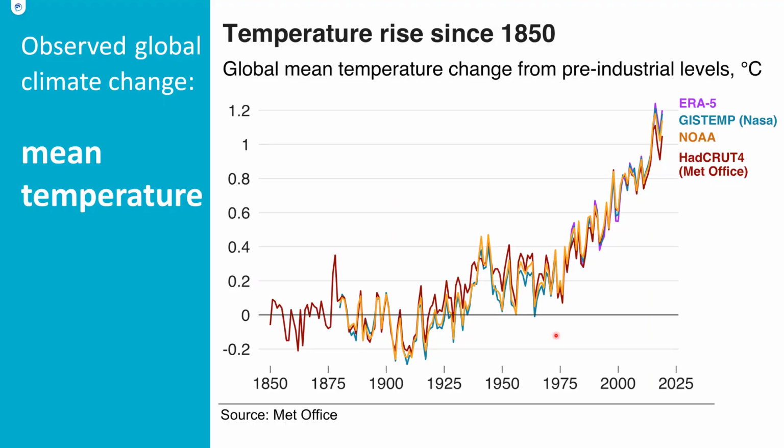So has this actually translated into temperatures that we can observe? It's great to talk about the theory, and it's good to understand why it might be the case, but is it actually the case? And when we look at the observations, yes, it absolutely is. This graph shows the average global temperature every year from about 1850 through to now.